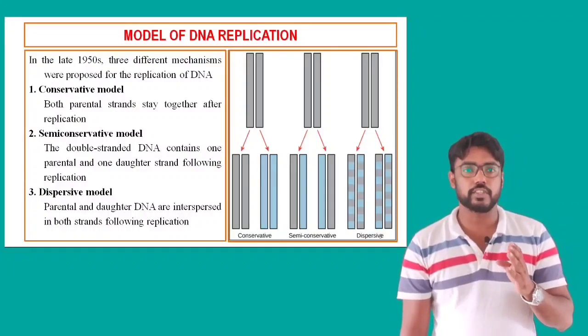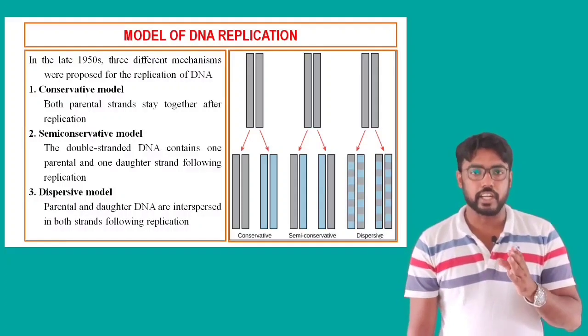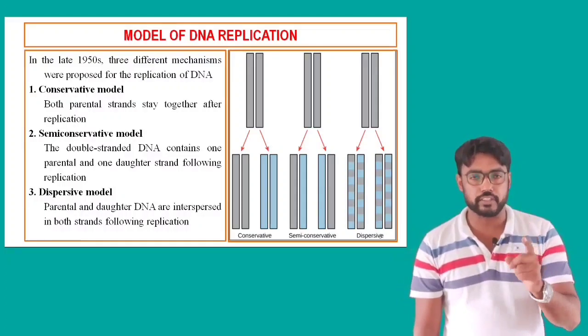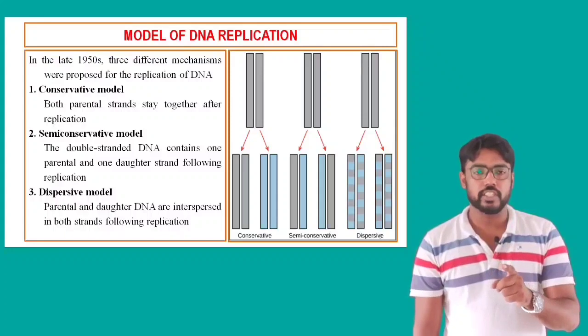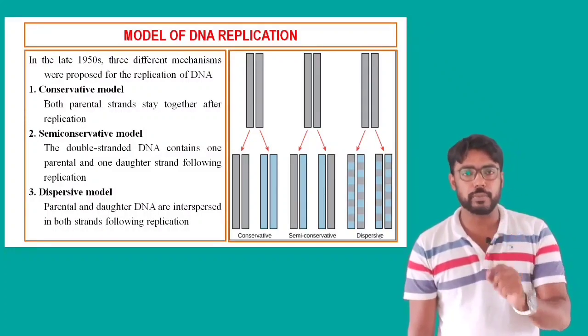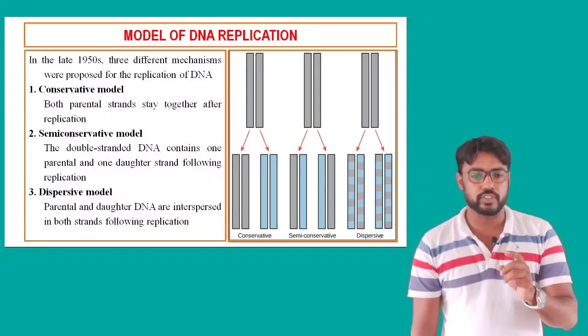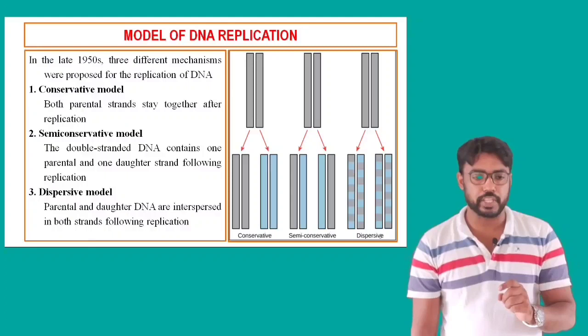In the semi-conservative mode of replication, after replication the double-stranded DNA contains one parent strand and one daughter strand. That is called the semi-conservative mode of replication.